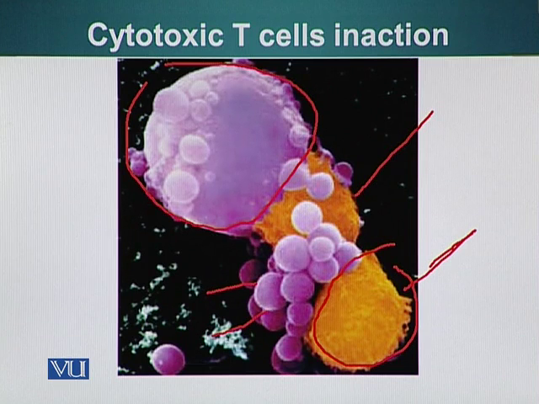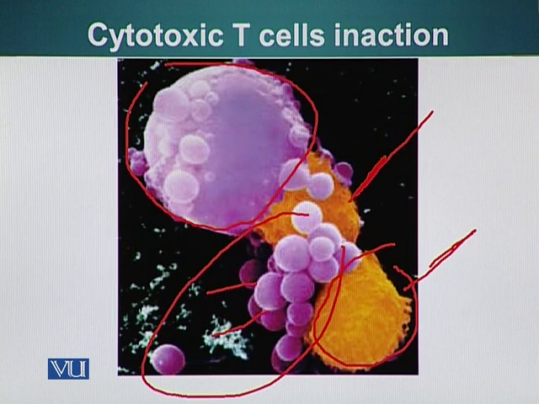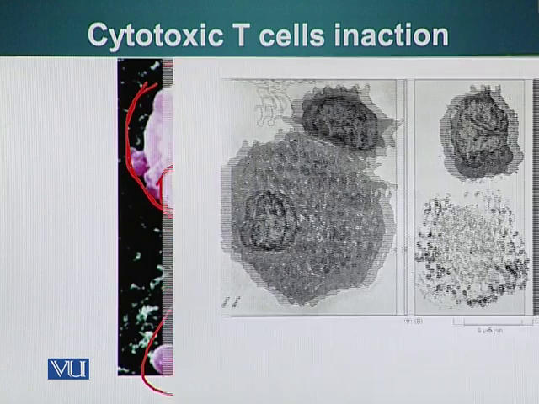But this cell has been completely destroyed, whereas this T cell is in the process of destroying this larger pink cell. We can tell that by these blebs which are forming. These vesicles or blebs forming on the surface of this cell are a hallmark of apoptosis. We will talk about apoptosis later on.